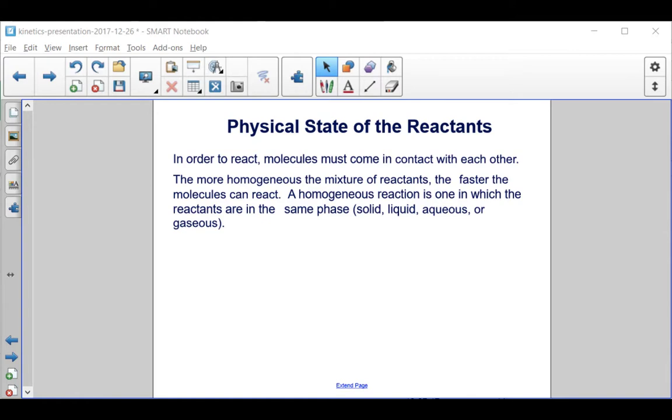The physical state of the reactants can also affect the rate of reaction. In order to react, molecules must come in contact with each other. The more homogeneous the mixture of reactants, the faster the molecules can react. So a homogeneous reaction is one in which the reactants are in the same phase, so all solid, all liquid, all aqueous, or all gas. And so the more homogeneous, the faster the rate of reaction.